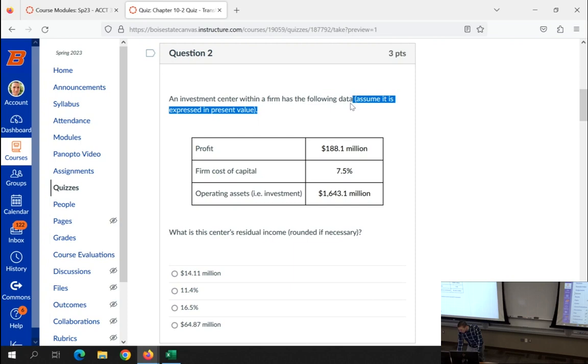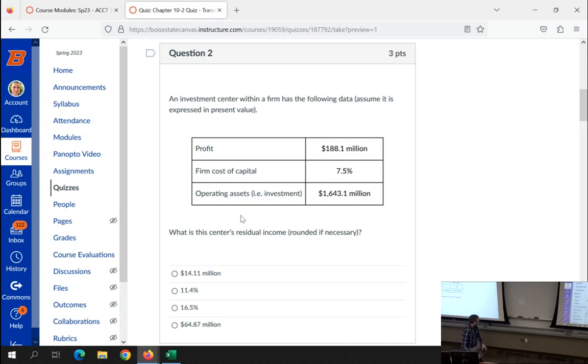It's possible I miss one or two. We're not doing time value of money here. That's not the learning objective in this set of questions here. So it has profit of $188.1 million, firm cost of capital 7.5%, and operating assets of $1.6 billion, basically. Okay, so that's the investment amount.